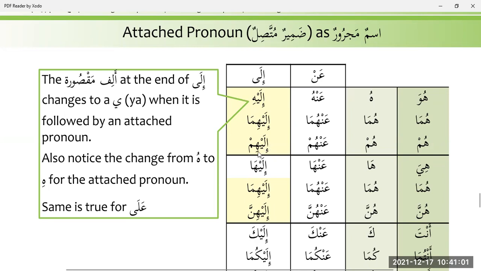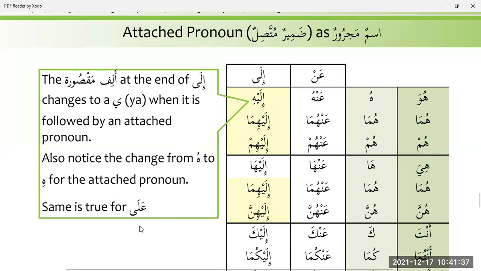Anhum, ilayhim. So for the third person, we use ya here, and we give kasra. Hi, ilayha, ilayhima, ilayhinna. You see here it is hunna, but with ila, we give it hinna. It is anhuma, but with ila, we use ilayhima. This is only for the third person.